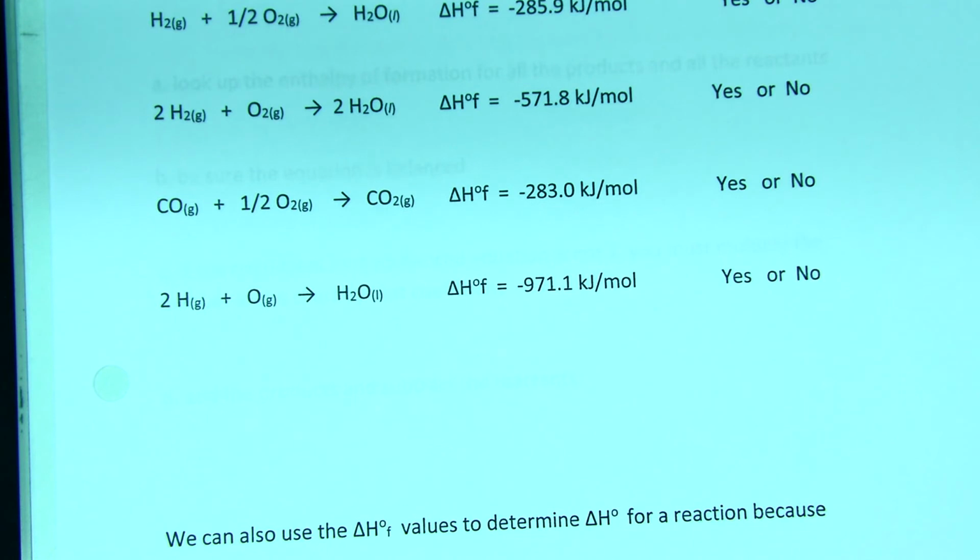Okay, so now let's look at these equations and decide. This is where you're going to pretend you're me grading the quizzes. Decide whether or not these meet the criteria for delta H0 sub F. Do these represent proper equations that are standard enthalpy of formation? Yes or no? Okay, look at the first one, class. Yes or no? Does that meet all the criteria?